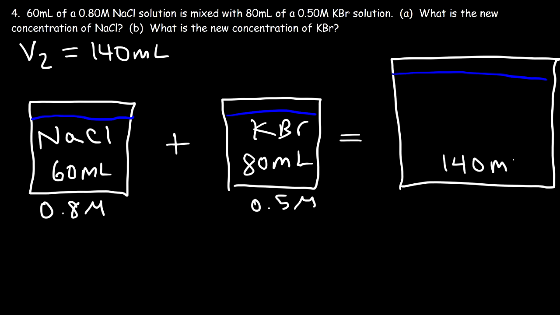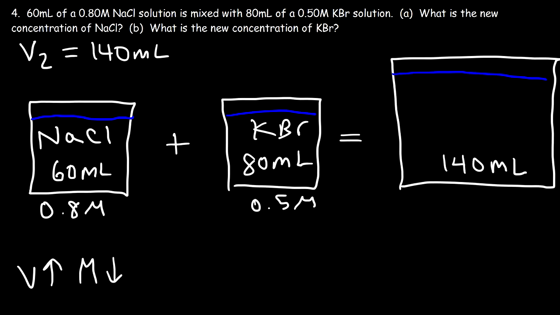What's going to happen to the concentrations of NaCl and KBr? Will they increase or will they decrease? For NaCl, the volume went up from 60 to 140, so it did more than double. So therefore, the concentration will decrease. Anytime the volume goes up, the concentration will go down. So since the volume increased more than a factor of 2, the concentration should decrease more than a factor of 2. So the final answer for NaCl should be less than 0.4.